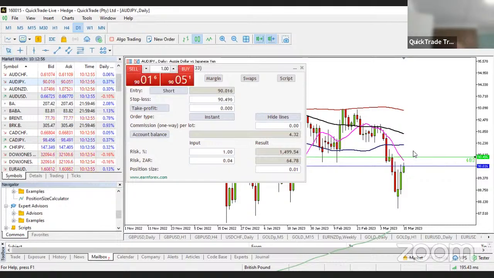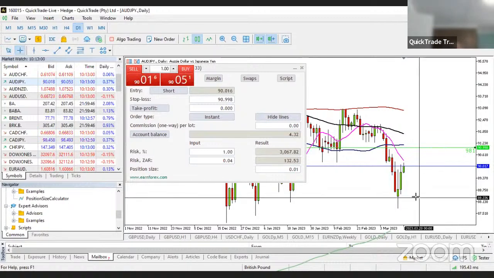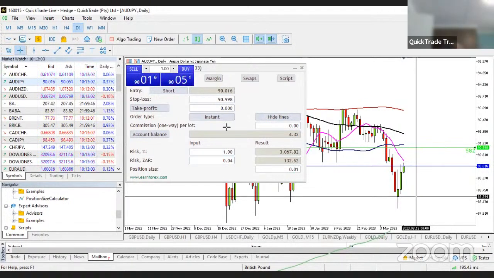It's on the day. Yep, just make a check on the daily. It's just about there. And then I'm going to put the stop loss down here. Sorry, TP 88.40.